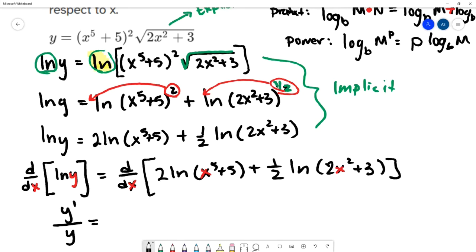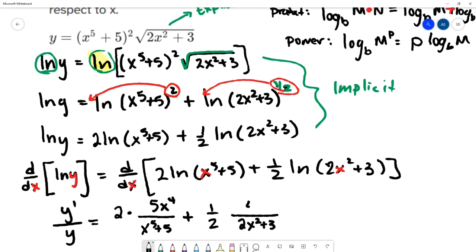Once again, the derivative of natural log is going to be u prime over u. So the 2 is a constant multiple. I'll carry that down. I want u in the denominator and the derivative of u in the numerator. So that will be 5x to the 4th. On the next term, 1/2 is a constant multiple. And I want to use the derivative rule for natural log. That's u prime over u. So u in the denominator. And the derivative of u would be 4x.